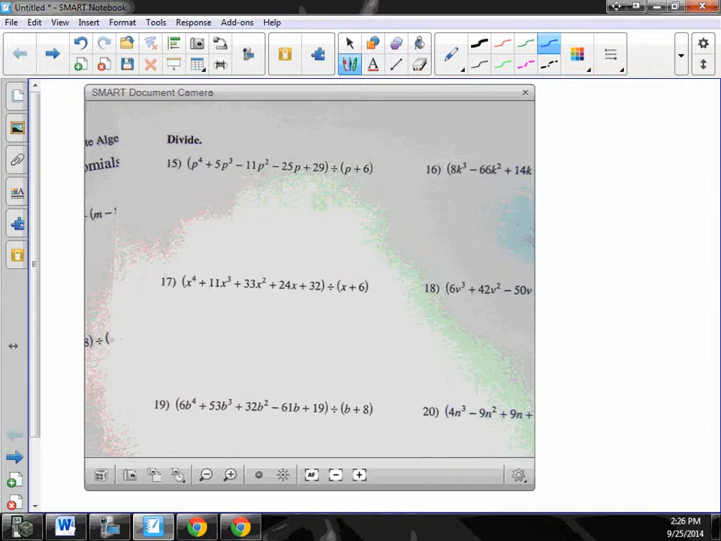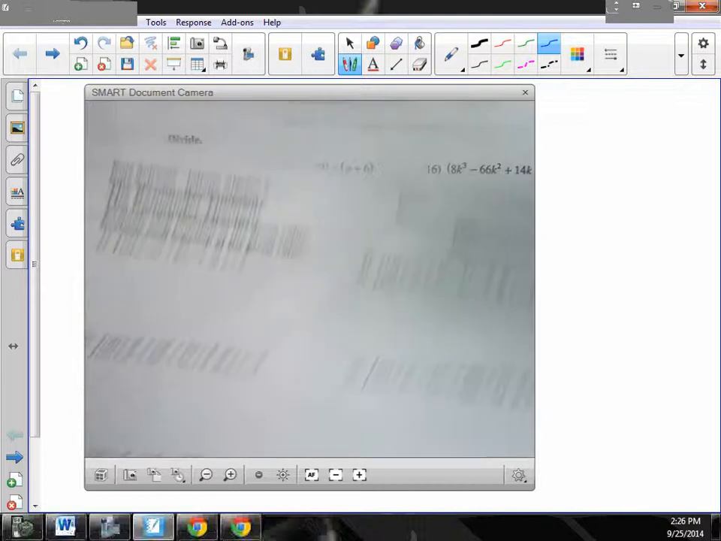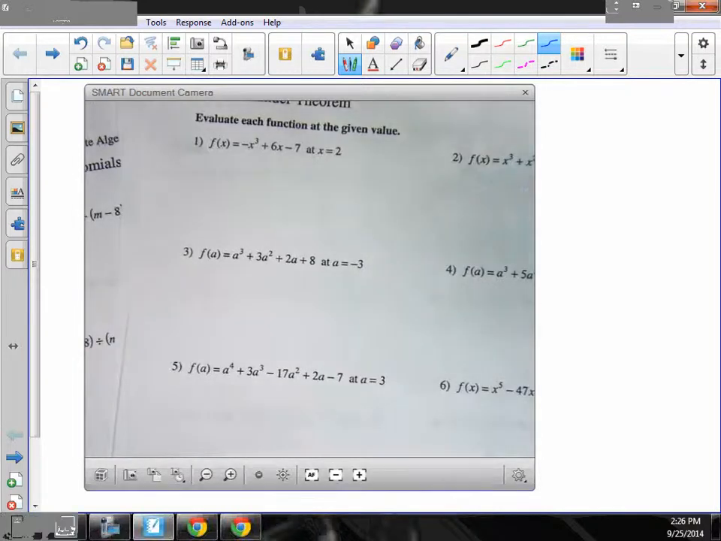Well, you'll do all the work, and then you'll say y equals, or f of x equals, the remainder. Evaluate each function, so yes, y equals is the answer. But you do need to do the division. And then later we will do more using division. Okay. Good luck.